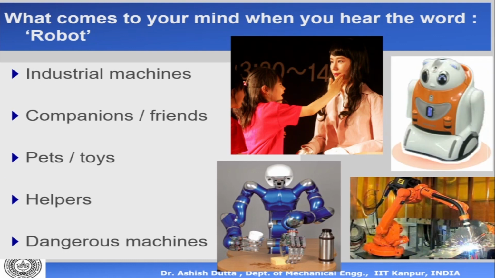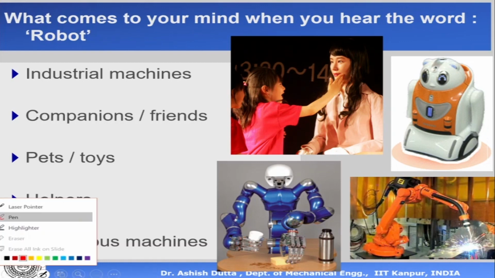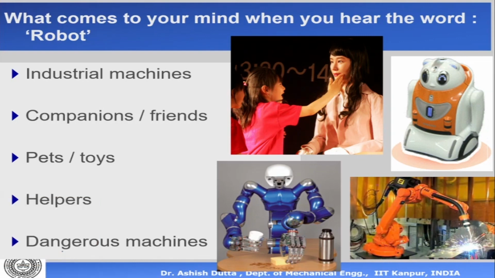Now, it's a very interesting question. The first question put up here is: when you first think about a robot, what comes to your mind? This is the course on robot motion planning, so the first thing we need to talk about is what a robot is in the first place. It's very interesting that when you first hear the word robot, what comes to your mind? For some people, a robot is an industrial machine for doing tasks in industries.